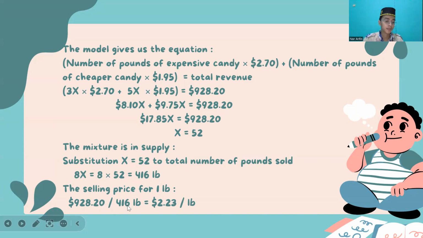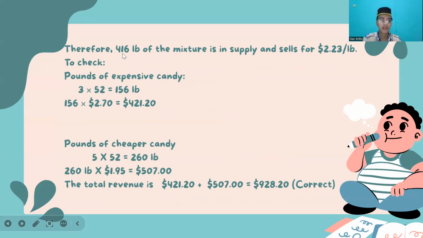The selling price for 1 lb is $928.20 divided by 416 lb, which is $2.23. Therefore, 416 lb of the mixture is in supply and sold for $2.23 per pound.